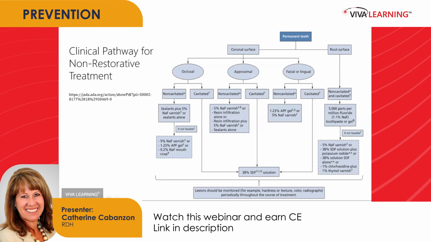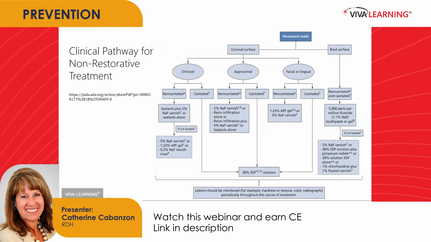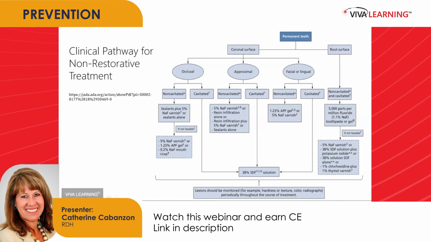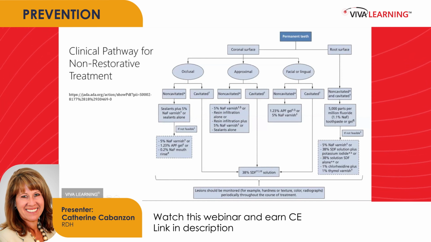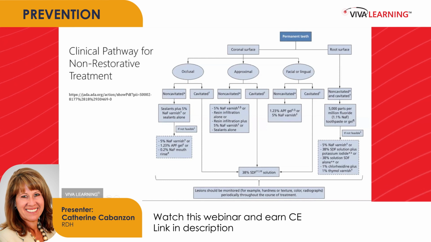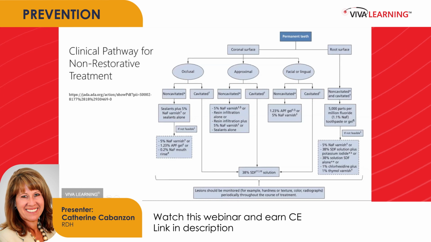This is a great chart, and I hope you guys utilize this, which talks about how we can move forth on that clinical pathway for non-restorative treatment for our patients. It talks about what to do with an occlusal, on a proximal, and then anybody with a lesion on the facial or lingual, and then, of course, on the root surface.